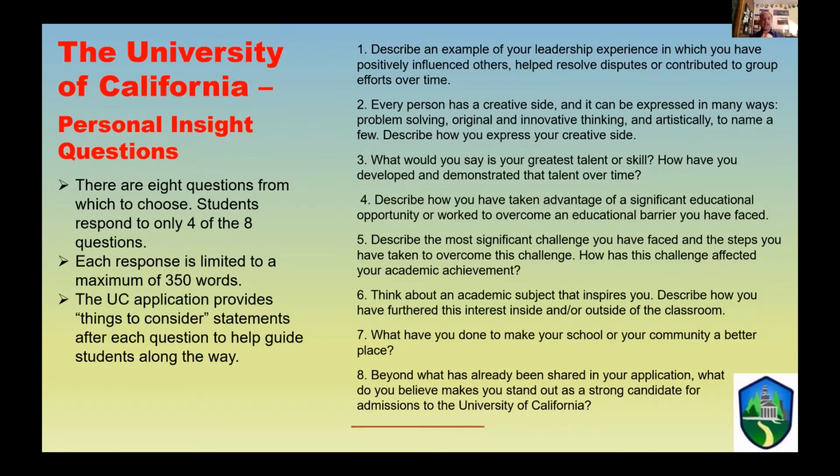But instead of just a single essay, the University of California has personal insight questions. As you can see, there are 8, and students must answer 4 of those 8 questions, and the response is limited to 350 words each. So I'll say quite simply, if you're applying to the University of Washington, one University of California school, and let's say Gonzaga, right off the bat, you could very well be looking at least 10 separate essays and supplemental questions. So be aware of that.